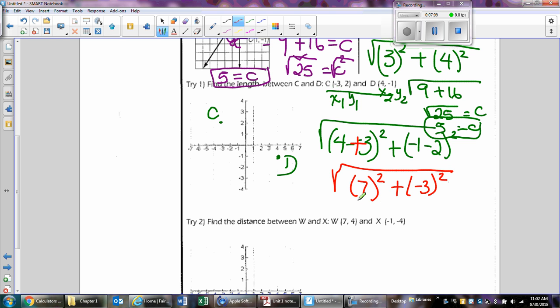And this is a mistake that I've seen over and over. If you don't put it in parentheses in your calculator, if you just put -3 squared, it's just going to give you -9. You need to put it in parentheses. So 7 squared is going to give you 49. -3 squared is going to give you 9. So this is going to be the square root of 58, approximately, whatever decimal number you find, and you want it rounded to the nearest number.